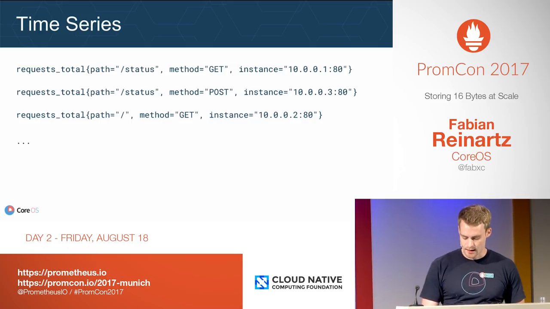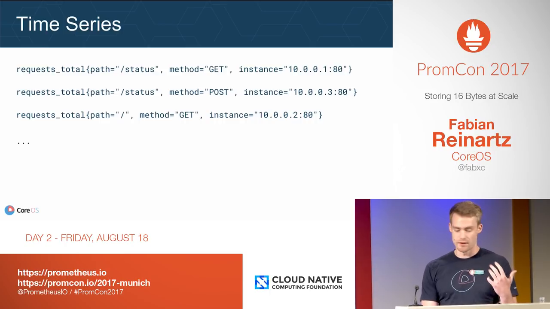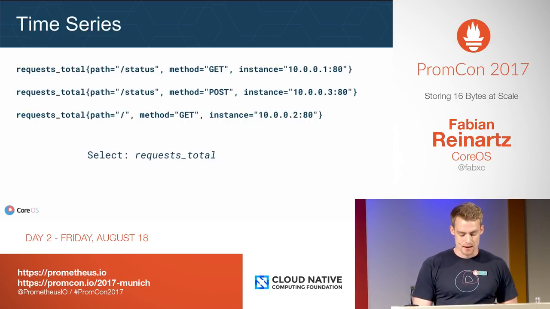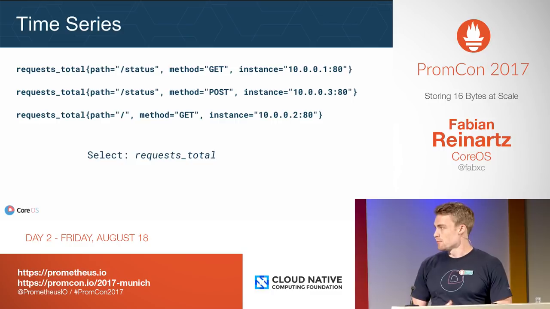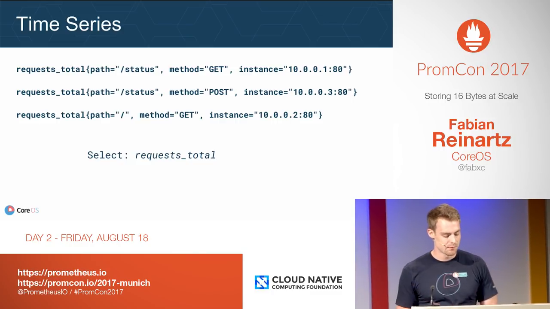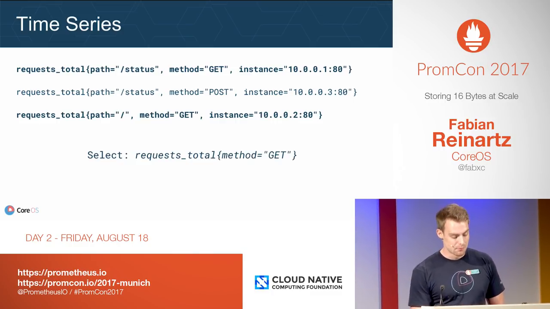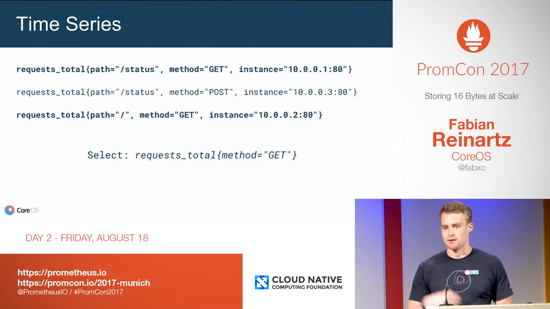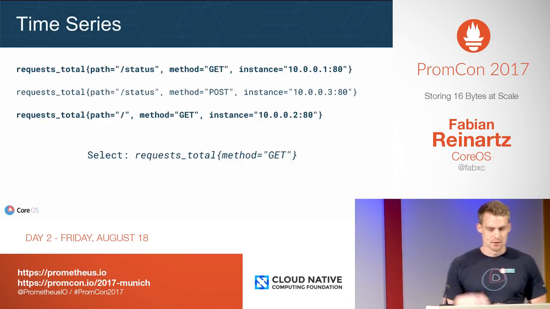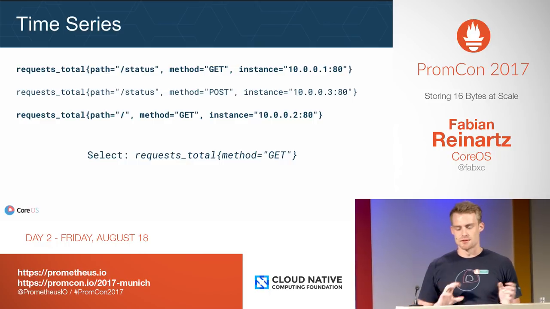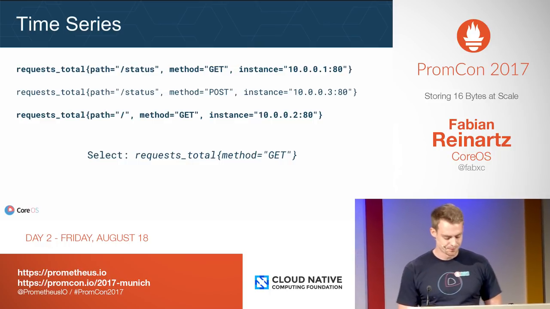This allows you to partition this metric space and gain insight along different dimensions. To select or query different time series, you can just select the metric name, which gets you all the time series that have this metric name, but you can also add label matchers like method equals get, and there are also regex matchers. It's a really powerful way to select across all these series in a multi-dimensional way.